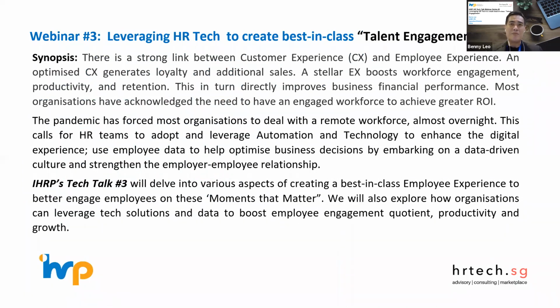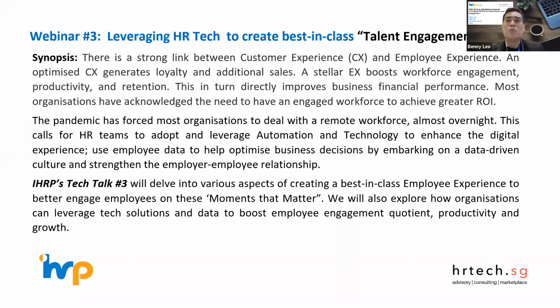The synopsis for today is that we are going to see a strong link between customer experience and employee experience. In fact, a lot of things that we do in HR are closely linked to customer service. We always talk about internal customer, internal client. The whole idea is that this pandemic has pushed all of us to rethink how we are going to deliver customer service, which is actually another word for talent engagement, or rather, engaging your customer.